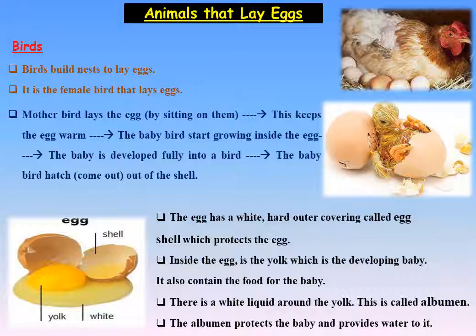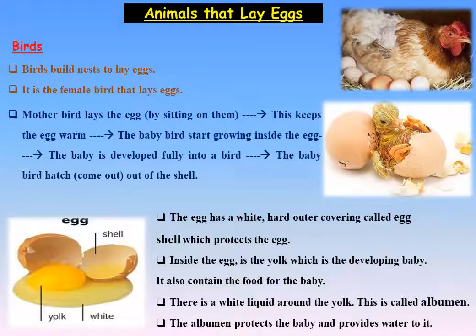Let's see about the animals that lay eggs. The best and most common example that we see around is the chicken. Chicken reproduce through the process of laying eggs. It is the female bird that lays eggs. The process of laying eggs is given, just read it.